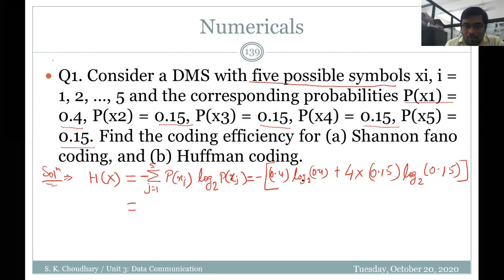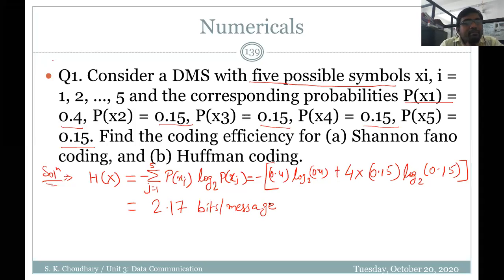So it is your task now to solve this using calculators. As log base 2 of values less than 1 is negative, the outer negative sign makes it positive. So finally you would get the entropy as 2.17 bits per message.